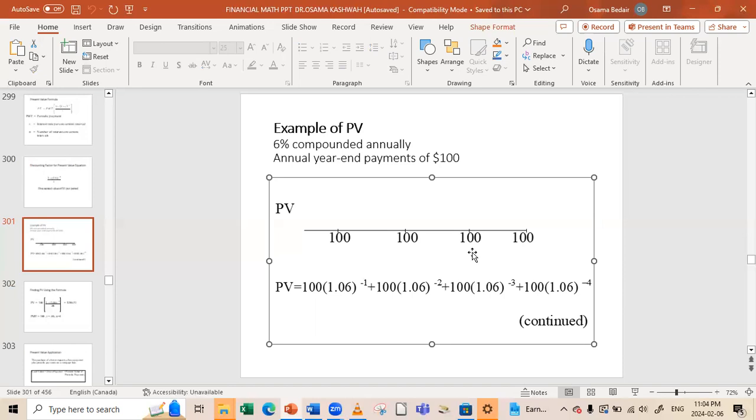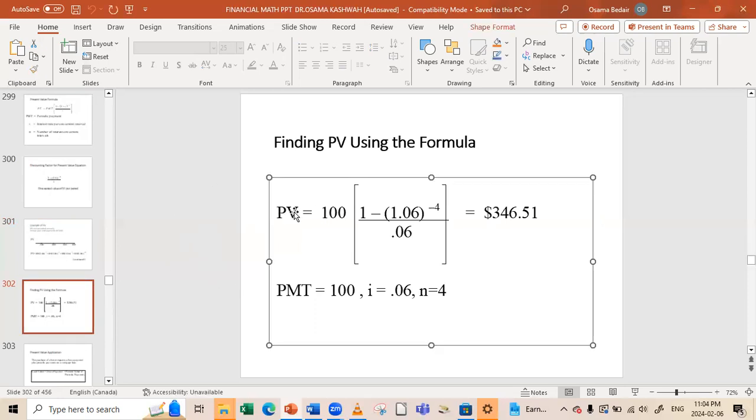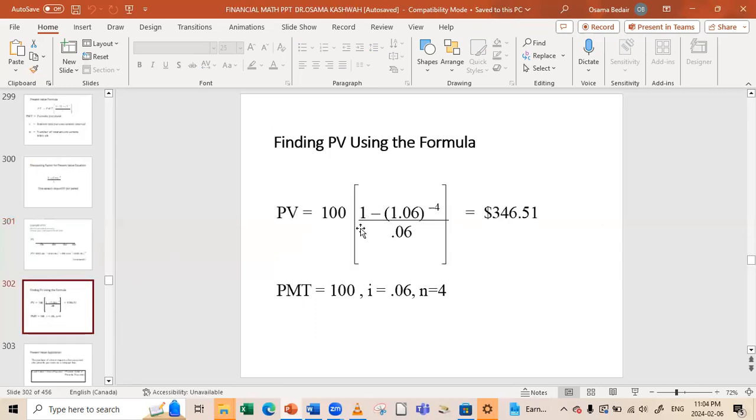So here I can go to the formula directly and apply it. The present value equals the amount of the annuity, which is $100 in this example, multiplied by 1 minus (1 plus the interest rate) to the power minus 4, where 1 plus the interest rate is 1.06, divided by the interest rate. That will equal $346.51.